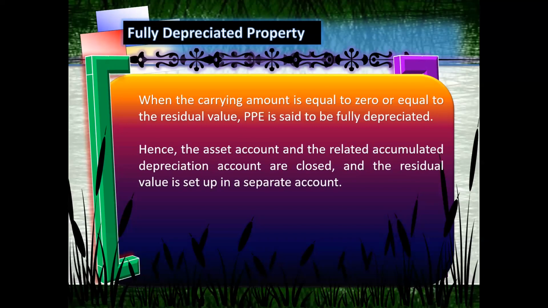So, pag fully depreciated na ang property, ano bang gagawin natin? So, the asset account and the related accumulated depreciation account are closed, or in short, tatanggalin natin from our records. And the residual amount is set up in a separate account.